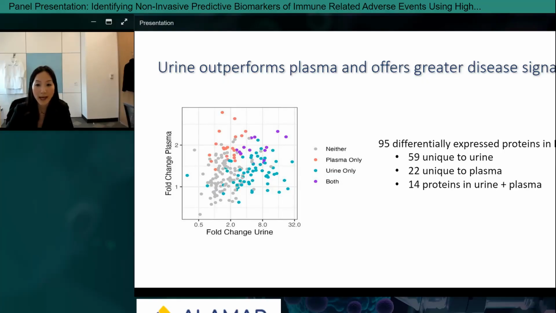And when we looked at those 14 proteins a little bit more closely, what we saw was that there was a bigger fold change in urine compared to plasma, suggesting that urine not only outperforms plasma, but it offers greater disease signal.